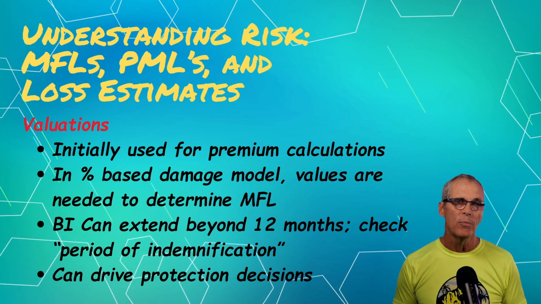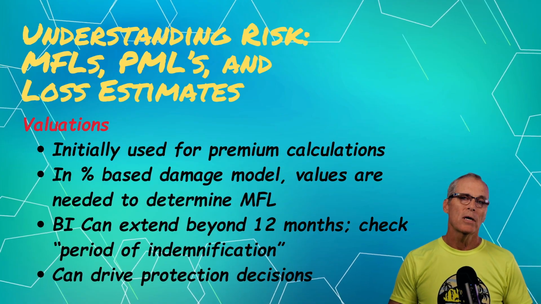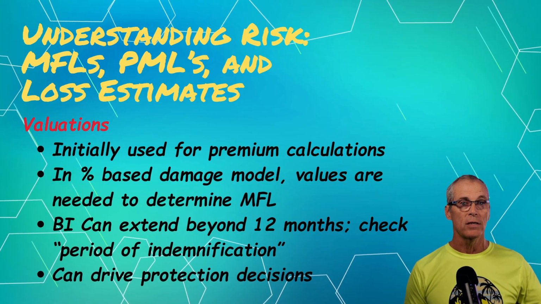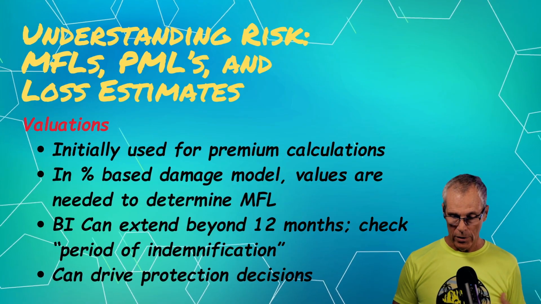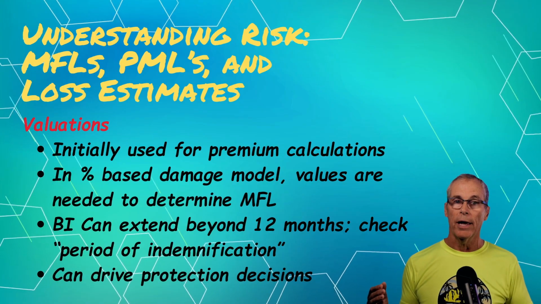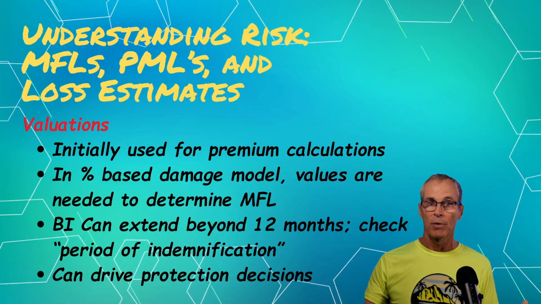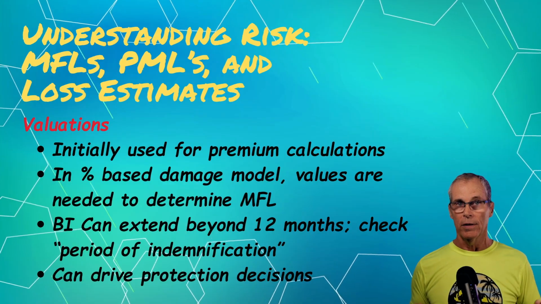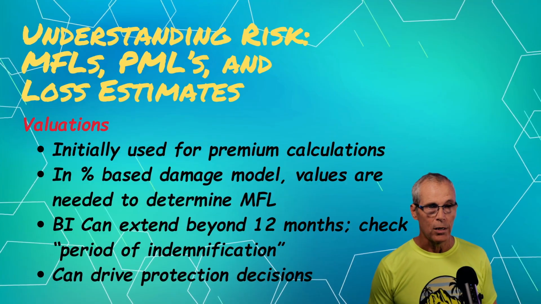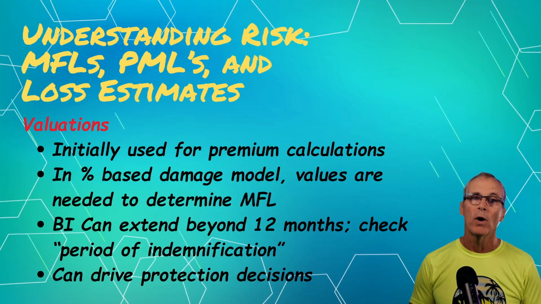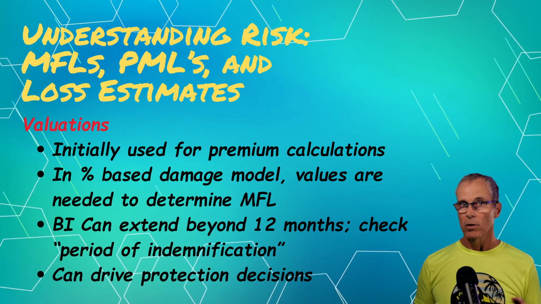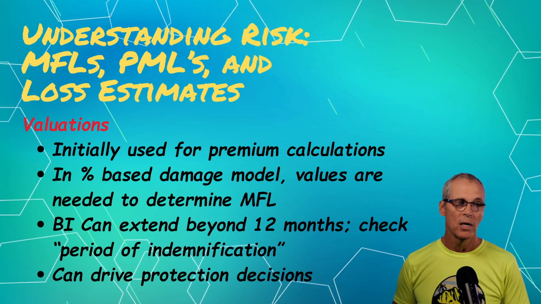Be careful about business income. The policy will tell you what the period of indemnity is. I've seen 12, 18, 24. I've seen the MFL calculation at 18 when the BI in the policy is 12. So don't get hooked up on what the MFL study says about the BI or waiting period that they're analyzing. If you really want to know your coverage, look at your policy.